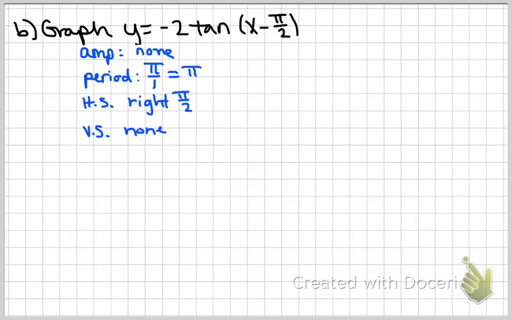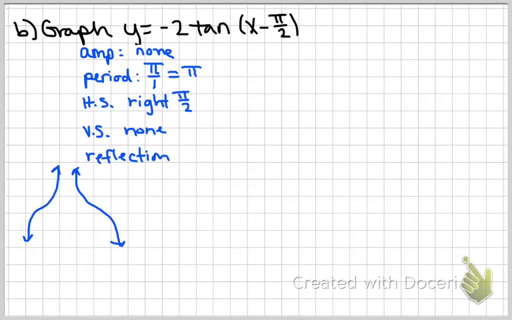Also note that because the A value is negative, there is a reflection. So we are going to flip this. So instead of the tangent function starting down low and then going up, kind of like that, that's what our original tangent looked like. It's now going to go the opposite. It's going to start up and come down. That's what a reflection with the tangent is going to look like.